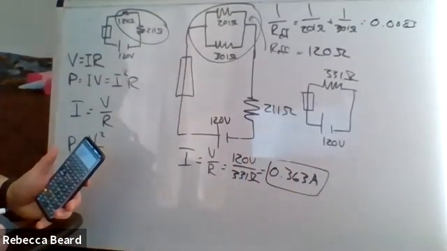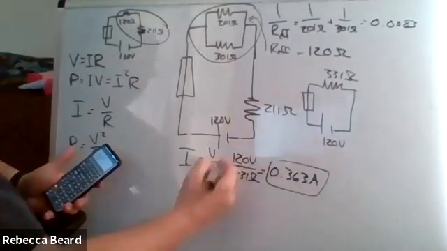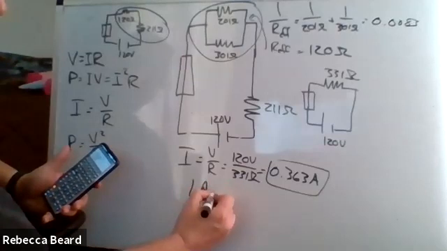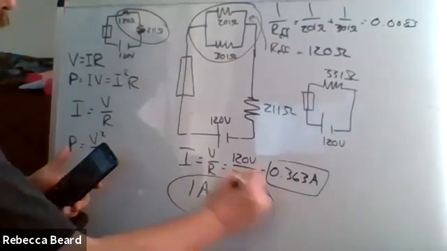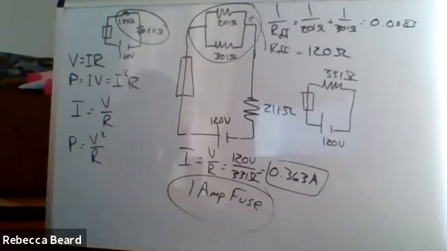Got it? Yeah, 3662, sure. 3625 is what I got, so I rounded up. So yes, the 1 amp fuse is the one he'll want to use. Make sure everybody's getting all that. Nobody has any questions? Awesome.